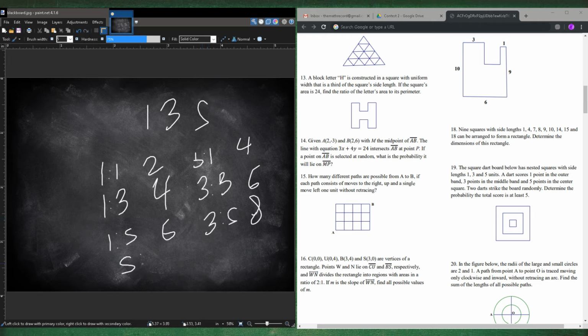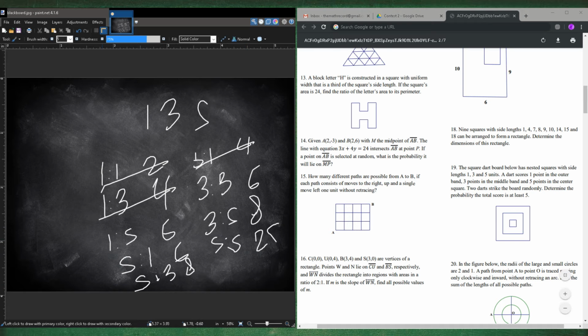And you can have 5 and 1, which is equal to 6, 5 and 3, which is 8, and 5 and 5, which is 25. So the ones that are at least 5, this is gone, this is gone, and this is gone. So it's either 1 and 5, 3 and 3, 3 and 5, 5 and 1, 5 and 3, and 5 and 5. So we just need to calculate the area of each of the things.